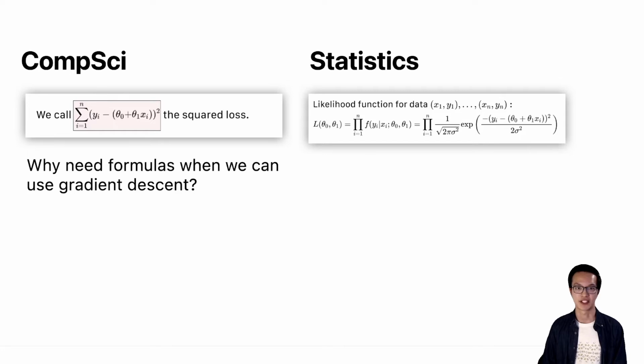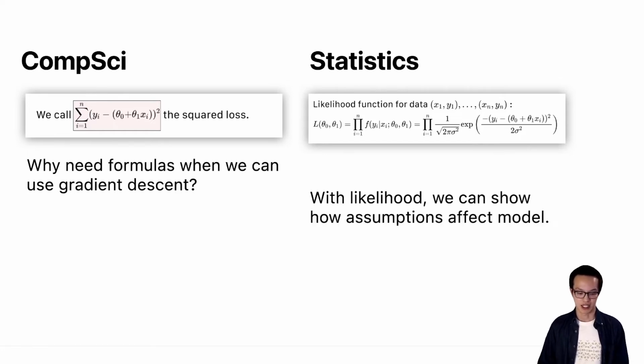benefit is for students. In response, the stat instructors said, when using the likelihood principle, we can show how the assumptions we make affect the model. For instance, by changing the assumptions we make about the model, we can also derive other important models like weighted regression or the generalized linear model. This was convincing, and we could all see the importance of using likelihood.